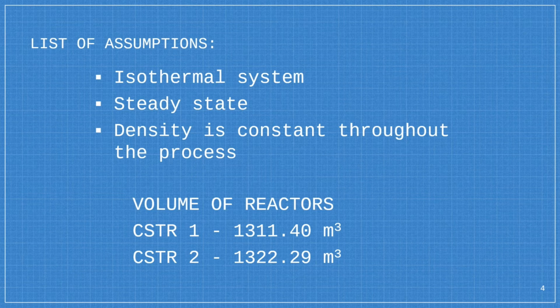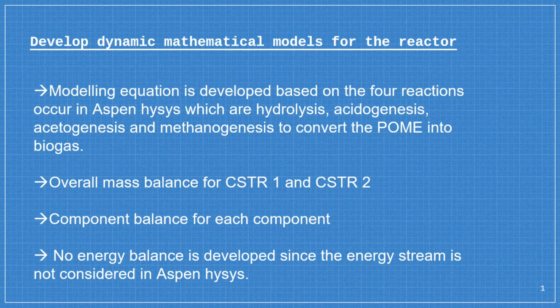And lastly, throughout our calculation, we have found that there are 4 volumes of reactors, but we have chosen only the 2 highest volumes, which is for CSTR1 1311.40 m³, and for CSTR2 1322.29 m³. Thank you.